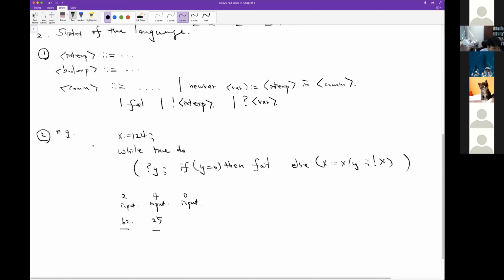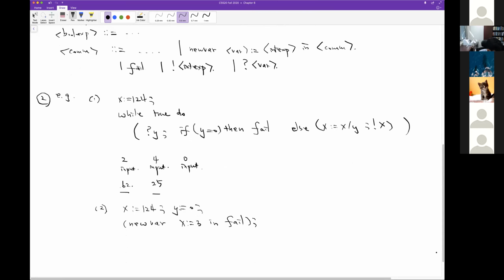So another example is this program. It's very similar. We say x is 124, and then we say y is equal to 0, and we declare a new var. x becomes 3, but inside the new var we call fail, and then we set the value of variable y to 2.